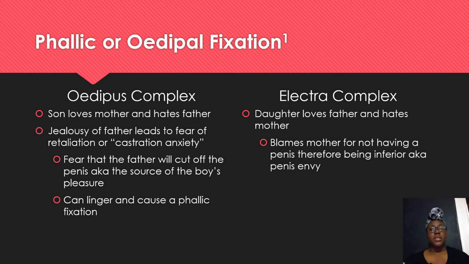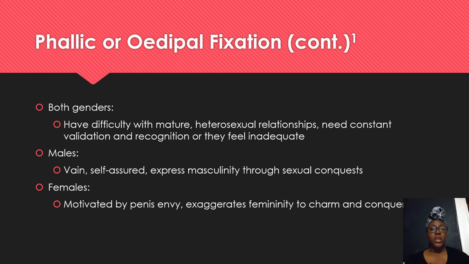The Electra complex is similar, however, Freud believes that the hatred of the daughter towards the mother is caused by the girl's lack of a penis that she deems to be the fault of her mother. If a phallic fixation occurs, both genders experience difficulty having mature heterosexual relationships and need constant validation and recognition to prevent them from feeling inadequate. Males with a phallic fixation tend to be more vain, self-assured, and express their masculinity through their sexual conquest, while females are motivated by their penis envy and exaggerate their femininity to charm and conquer men.